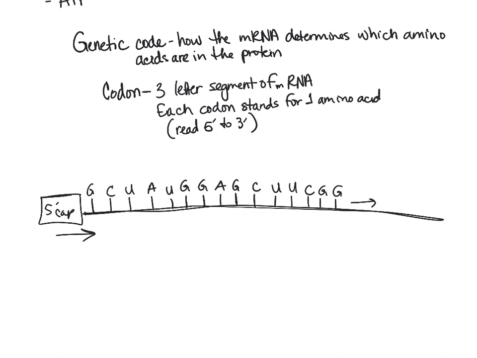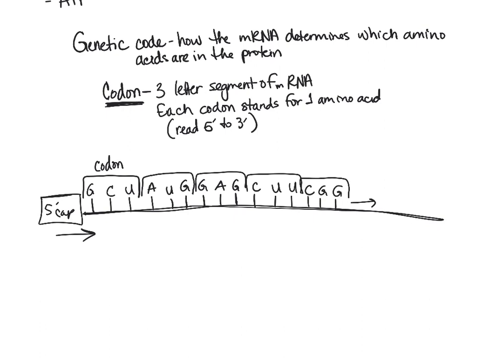Now, when we read the mRNA, we're going to be looking for our codons, which are 3-letter segments of RNA. So we're going to look at chunks of 3 letters. This right here, GCU, is a codon, a chunk made up of 3 nucleotides. Right here, AUG, this is a chunk of 3 nucleotides that make up what's called a codon, a 3-letter segment. This one, GAG, CUU, CGG, and on. So each 3 nucleotides is going to be a codon.